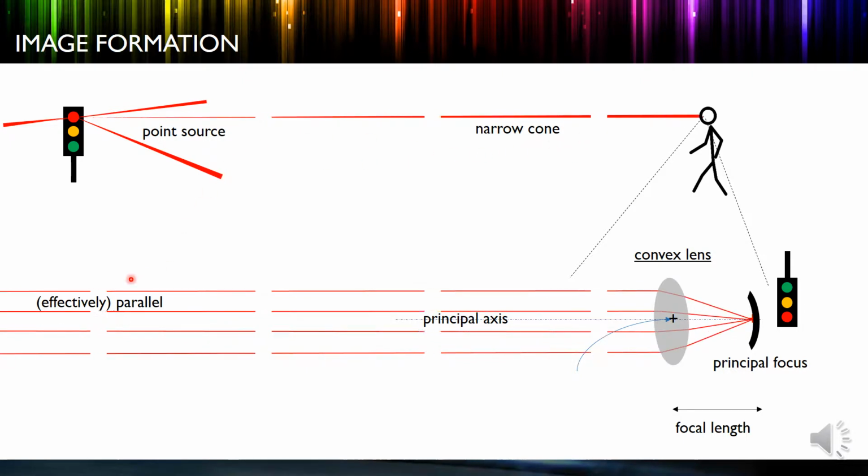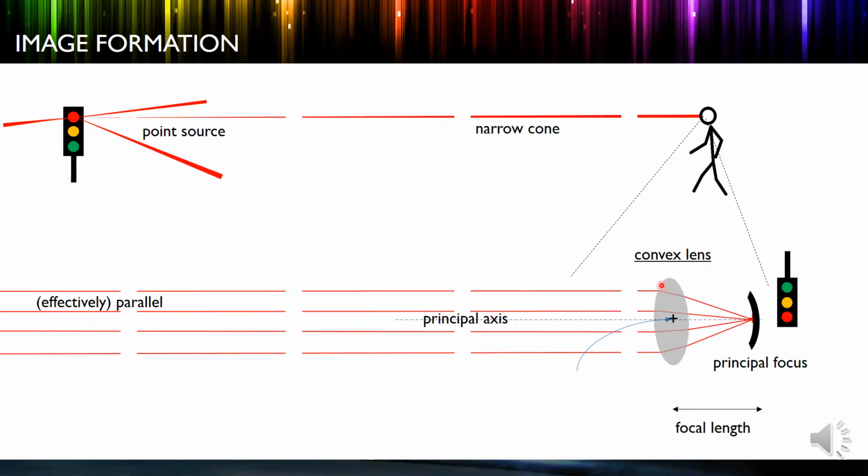Now I've written effectively parallel here because it is very close to being parallel, but we mustn't forget that these four rays came from the same point, and it only makes sense in terms of forming an image that they come back to the same point, and that's what focus means. It means coming back to the same point, and that's what the lens does for us.